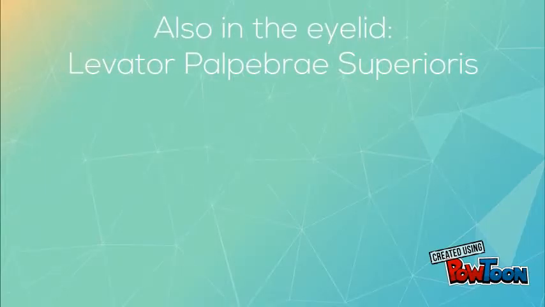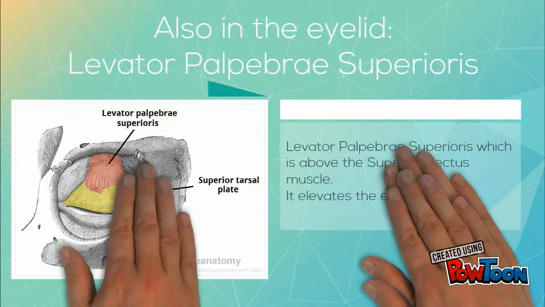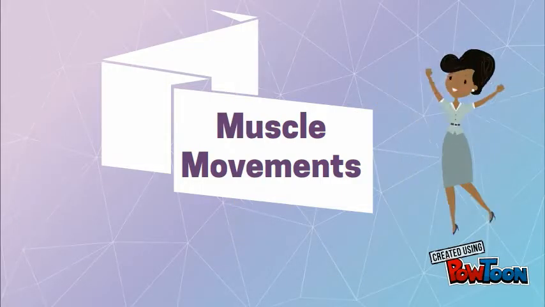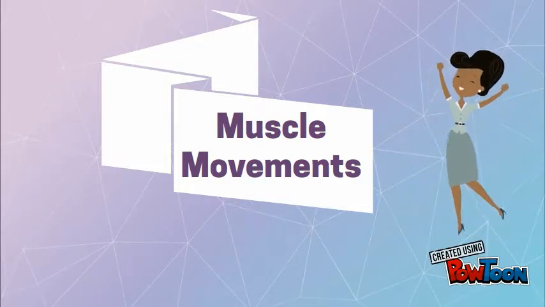Also in the eyelid we have levator palpebri superioris. This muscle inserts into the tarsal plate. It is above superior rectus muscle and it aids in elevating the eyelid. The superior tarsal plate contains sympathetic fibres. So let's look at each one of these muscles and see what movement they do.